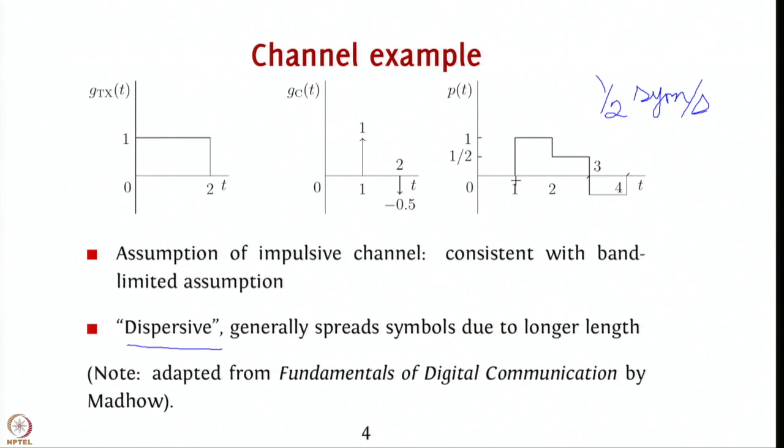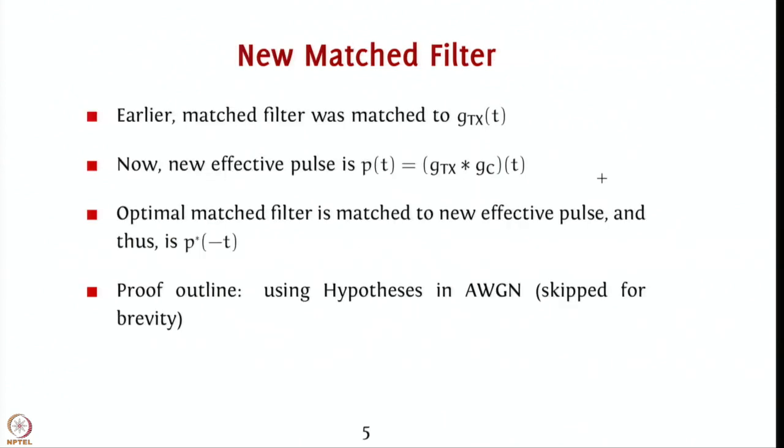The second symbol is between 2 and 4, it will occupy between 3 and, I believe, 3 and 6. So that means this particular area is a place where there is inter-symbol interference. That is, you are going to have a mixing of the first and second symbols. Similarly, the second and third symbols will also have a bit of mixing. Therefore, you have what is called inter-symbol interference, which means mixing of symbols, and this is something that you have to handle. Now, just re-emphasizing, we saw the new effective pulse.